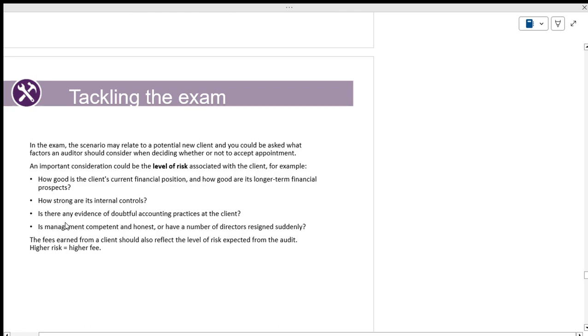In the exam, every point will be from an examination perspective. The scenario may relate to a potentially new client, and you could be asked the factors an auditor should consider when deciding whether or not to accept appointment. An important consideration is the level of risk. How good is the client's current financial position?